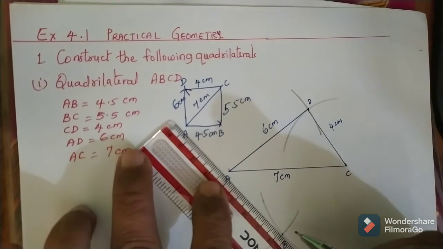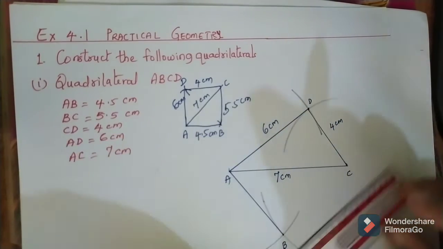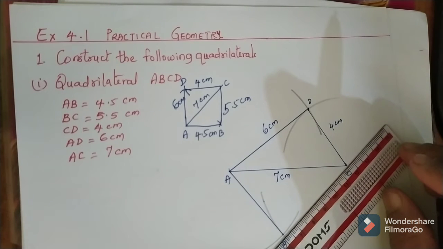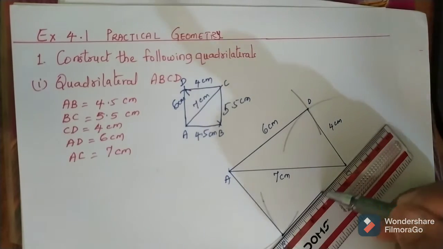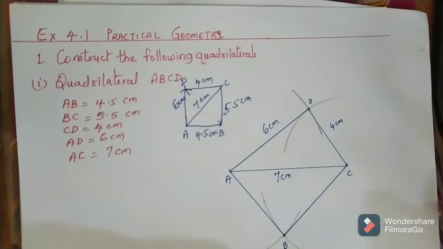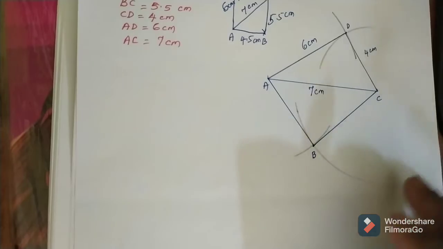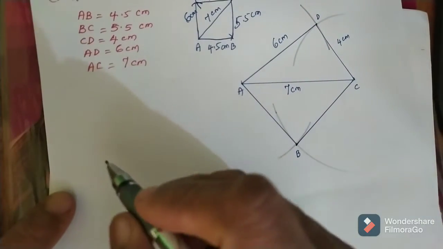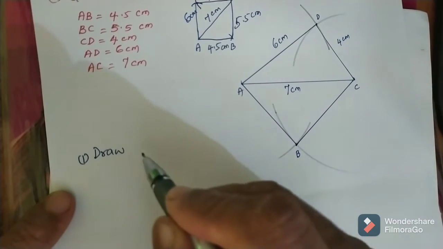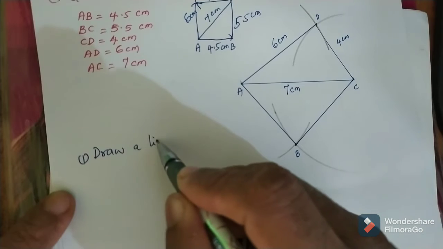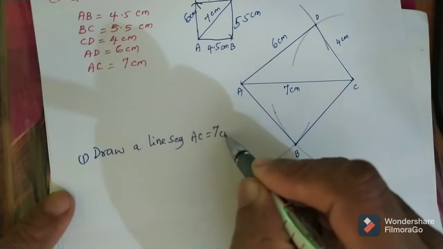So we will join AB and BC. So this is the required construction. So we'll write down the steps of construction. What are the steps we have taken? First, draw a line segment AC equals 7 centimeters.